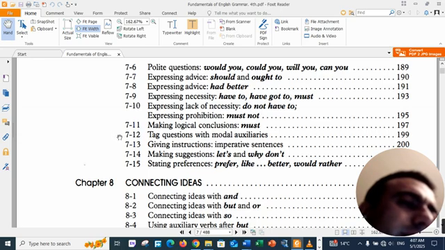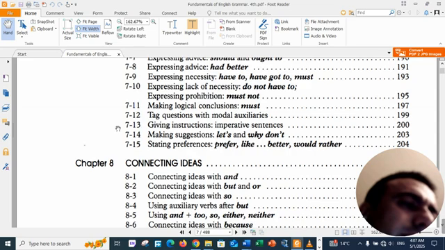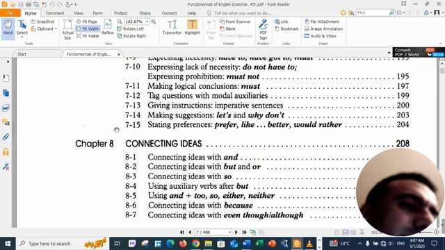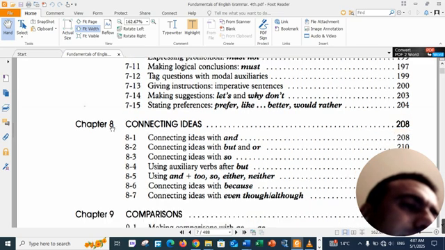Do not have to. Expressing prohibition. Must not. 7-11, making logical conclusions. Must. 7-12, tag questions with modal auxiliaries. 7-13, giving instructions. Imperative sentences. 7-14, making suggestions. Let's and why don't. 7-15, stating preferences. Prefer, like, better, would rather.